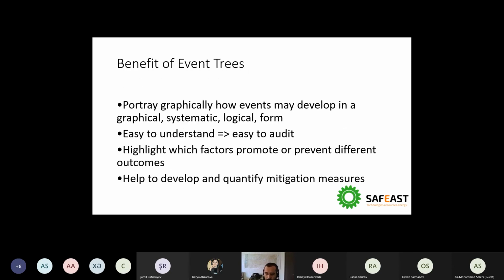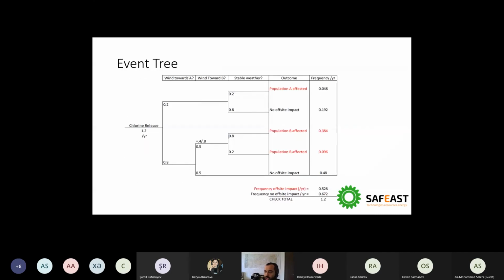That's why you can see which factors promote or prevent different outcomes, and what the main contributors are. And also it helps to develop and quantify mitigation measures. So it's a really common benefit of the fault tree and event tree. Basically you need to understand which one has a higher frequency, which you need to focus on.